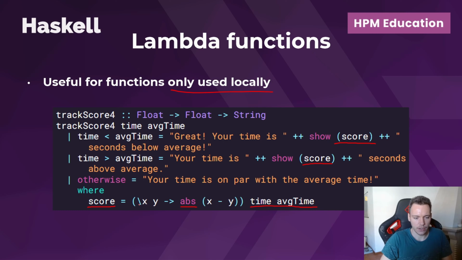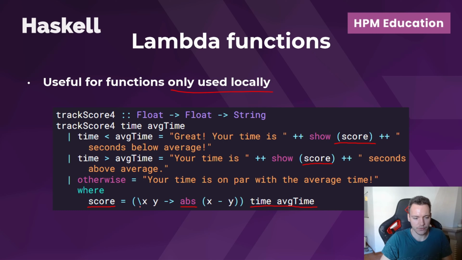But just to illustrate how Lambda functions work, here we have a Lambda function that accepts 2 arguments. It returns the function abs applied to the difference between those 2 arguments, and then here we apply it to our 2 arguments.